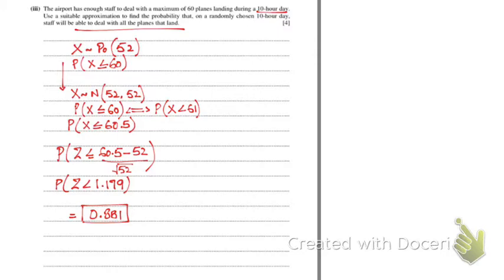The only thing we had to do was adjust the lambda to a 10-hour day. Then you had to approximate it to a normal distribution. The mean and variance of the Poisson are both lambda, so 52 and 52. Then the probability of X less than or equal to 60 can also be written as the probability of X less than 61. So after continuity correction, you find the probability of X less than 60.5. After standardization you get the Z value as 1.179, and you find the corresponding area, and that is your answer. So that's it for this paper.